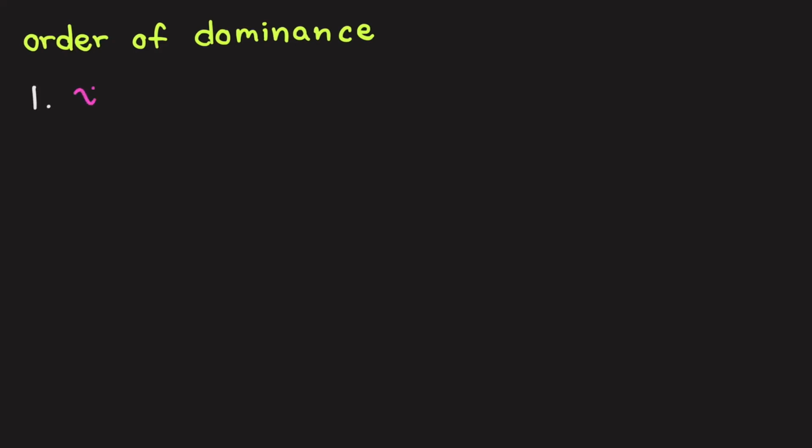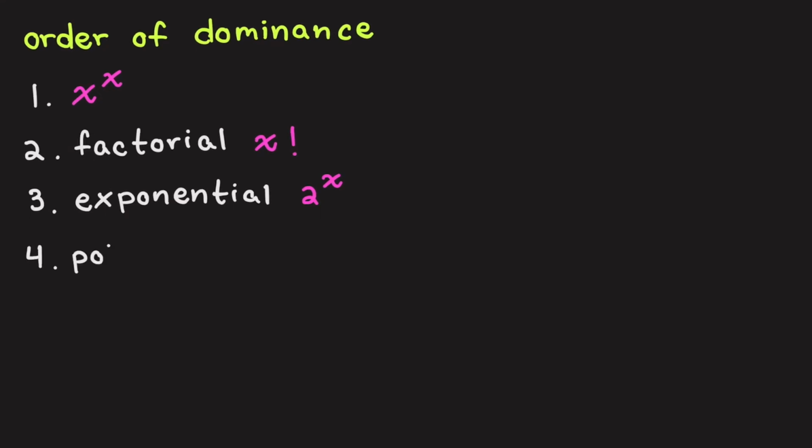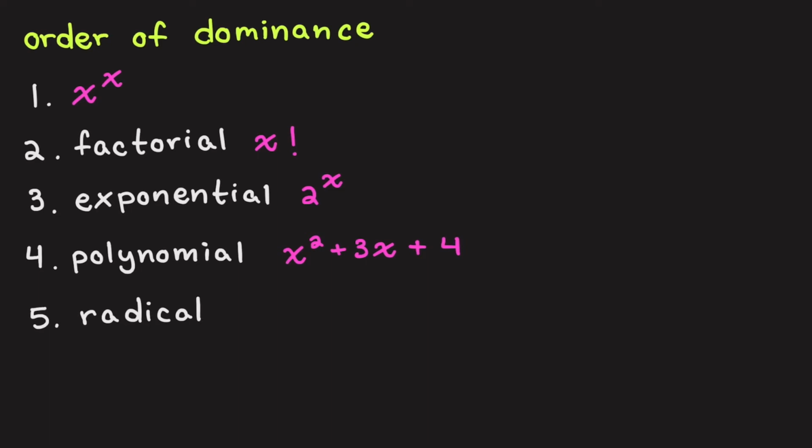The fastest growing function is x to the x. In second place, we have the factorial, so that is x followed by an exclamation sign. In third place, we have the exponential function, so that is any number raised to the x power. In fourth place, we have the polynomial. An example of that is x squared plus 3x plus 4, and a polynomial with a higher degree has more dominance. In fifth place, we have the radical, so that's any variable that has any sort of root on it.